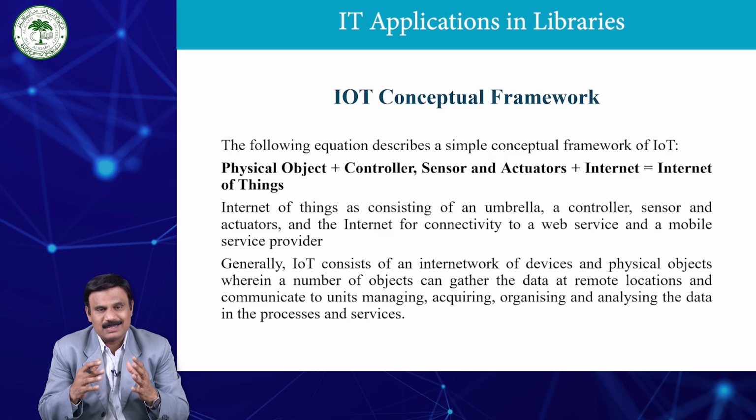So the Internet of Things consists of a physical object, a controller, a sensor and actuators, and the internet for connectivity to a web service and a mobile service provider. Generally, IoT consists of an internet network of devices and physical objects wherein a number of objects can gather data at remote locations and communicate to units managing, acquiring, organizing and analyzing the data in the processes and services.